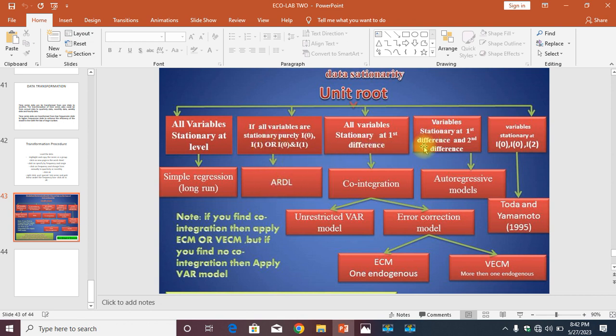Then we also have a situation whereby the time series data used for the study became stationary after first difference and after second difference. At that level, the best estimation procedure is autoregressive models. The word autoregressive model implies that the last value of the dependent variable will be an independent variable in the same model. When we come to autoregressive models, we also do justice to that.